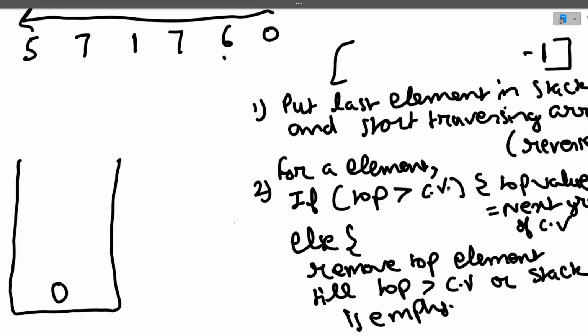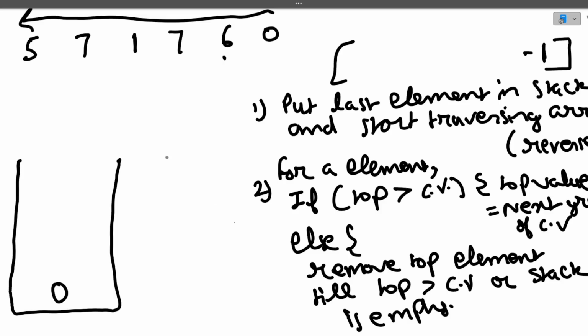So the current value is 6, the top value is 0. Is this if condition satisfied? No. Only if the top value is greater than the current value will this if condition run. Top is 0 and current value is 6, so this if condition is not valid. So we will move towards the else condition. The else condition is: remove the top element till the top is greater than the current value or the stack is empty.